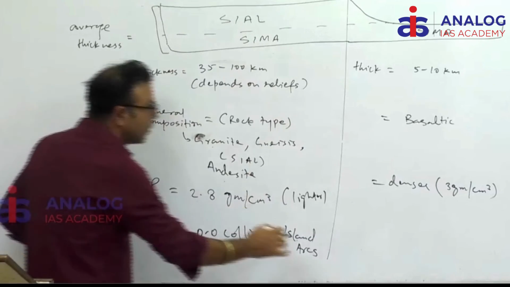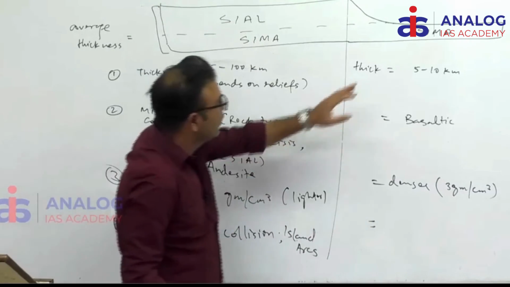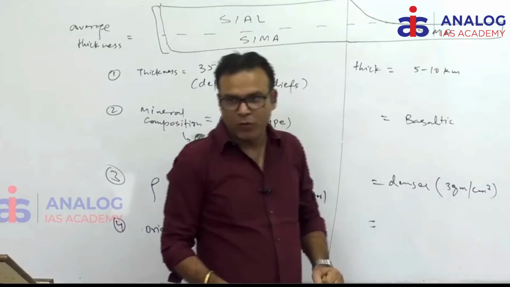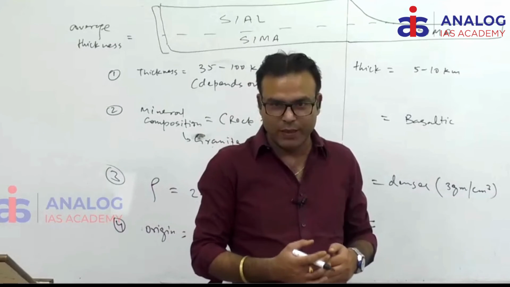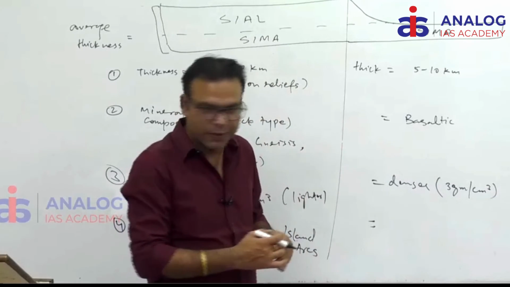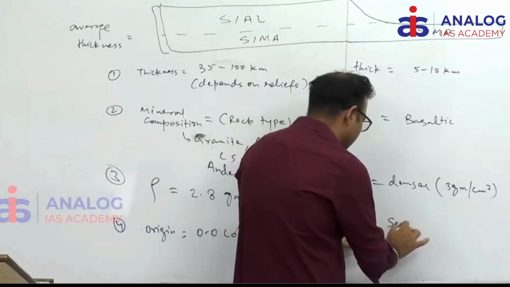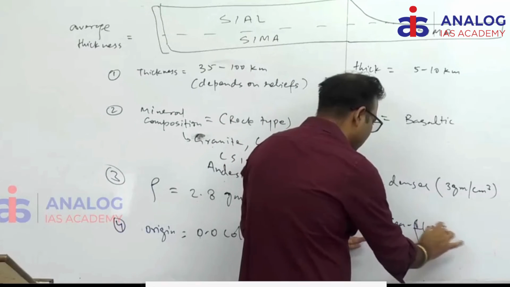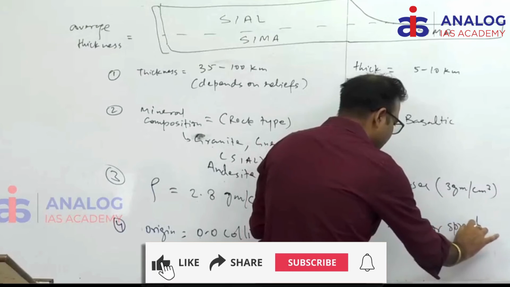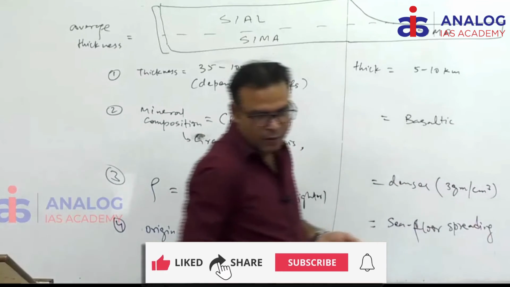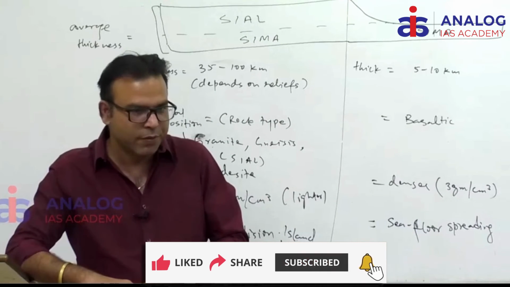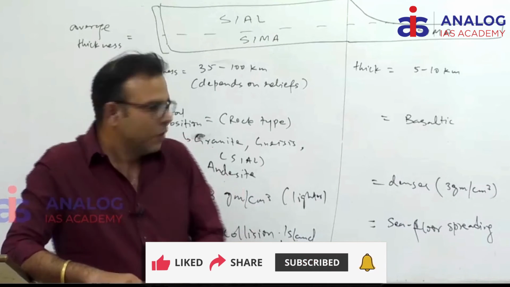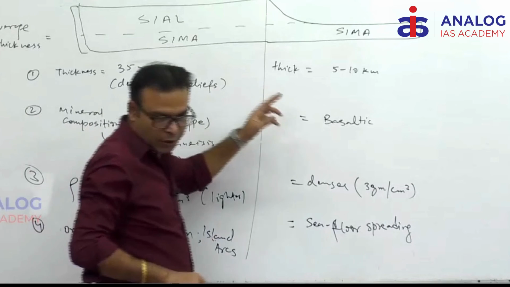Okay, next point: how does the oceanic crust get developed? Oceanic crust is a byproduct of sea floor spreading, a mechanism that again you can read in plate tectonics. It originates through which process? Sea floor spreading. So again, a 10-marker question. UPSC asks this in the mains once. Sea floor spreading process produces oceanic crust.